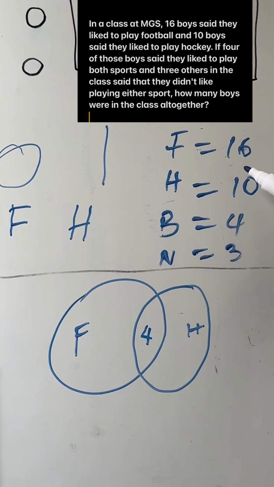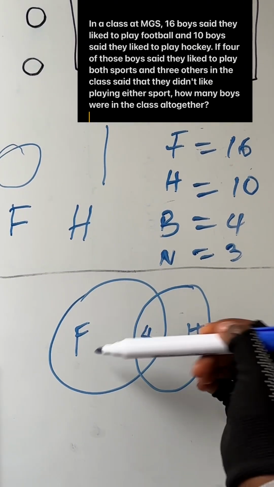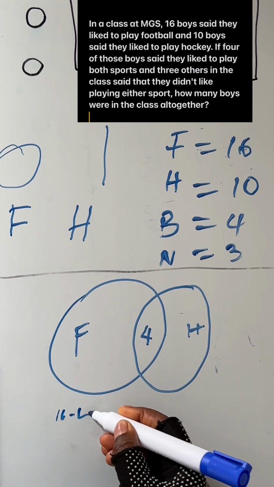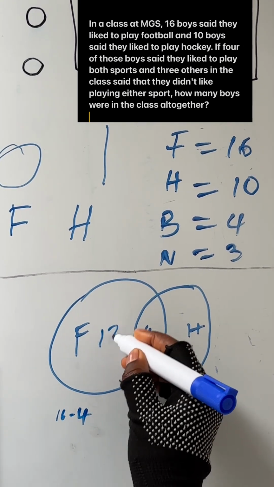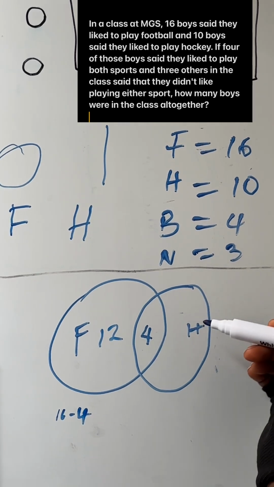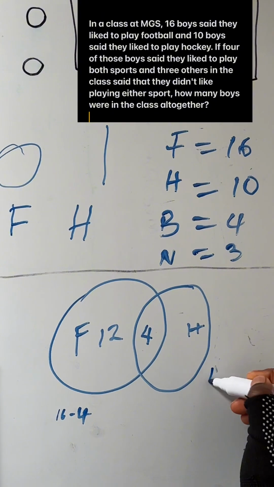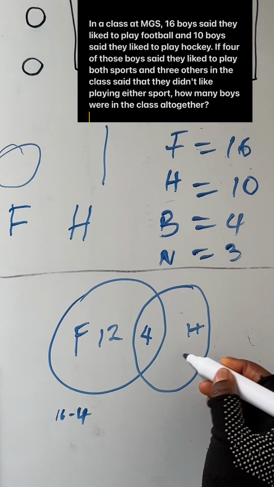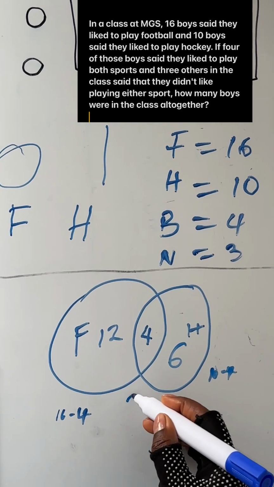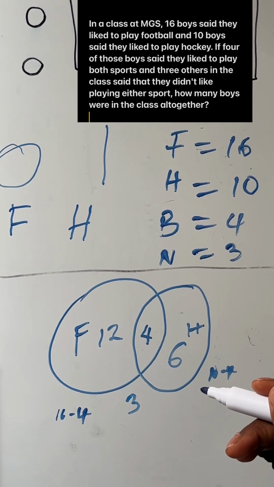And then if we already have 4 boys for football, how many boys will be here? It will be 16 minus 4, that will be 12. And then if we already have 4 boys who like hockey, how many boys will be here? 10 minus 4, which is equal to 6. And then 3 boys like neither of the sports, so they will be outside the circles.